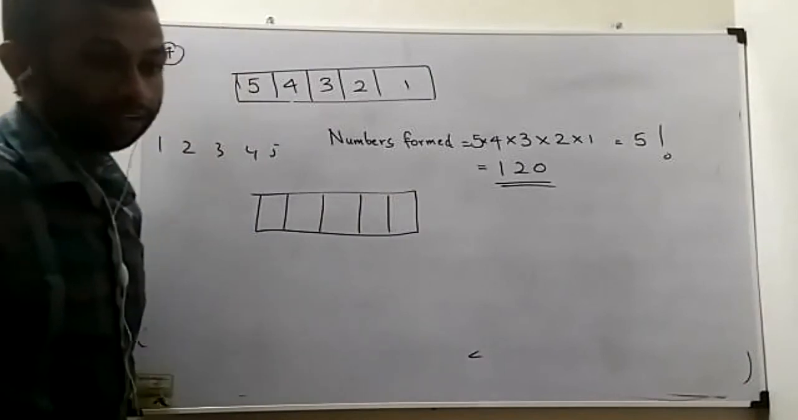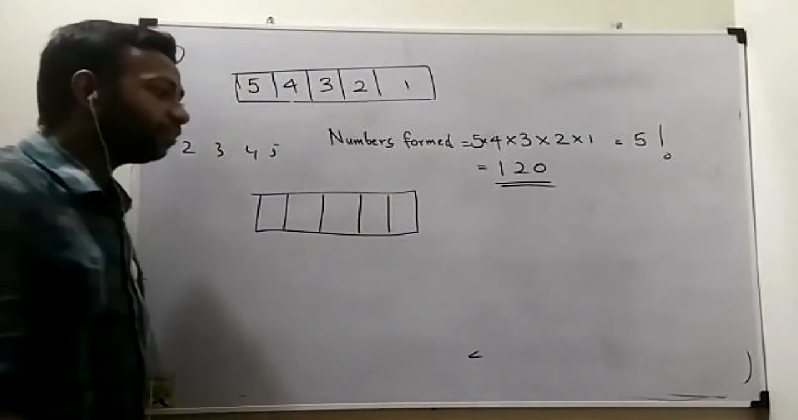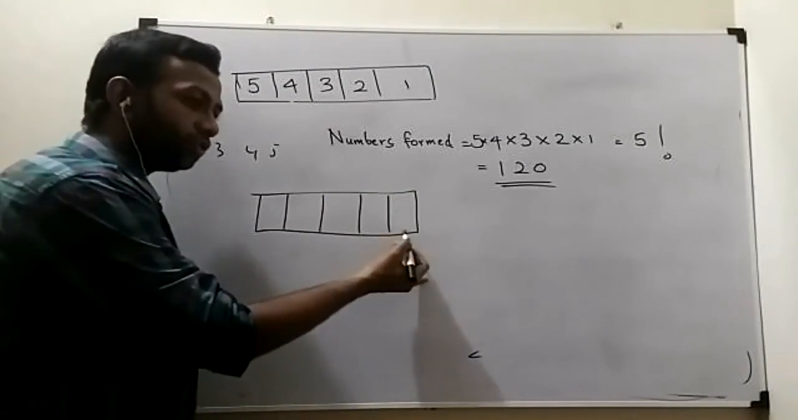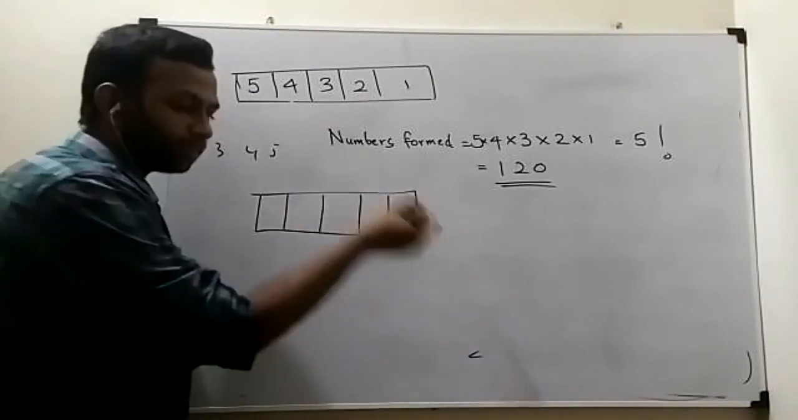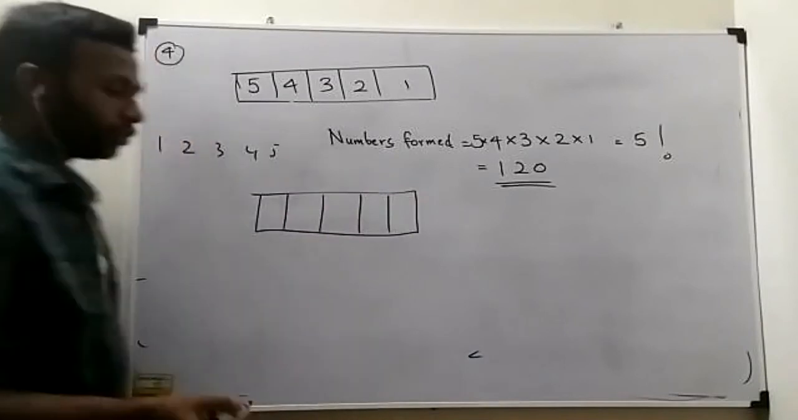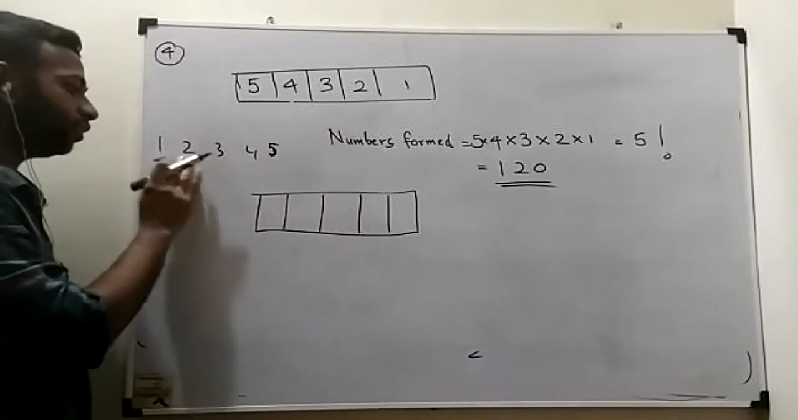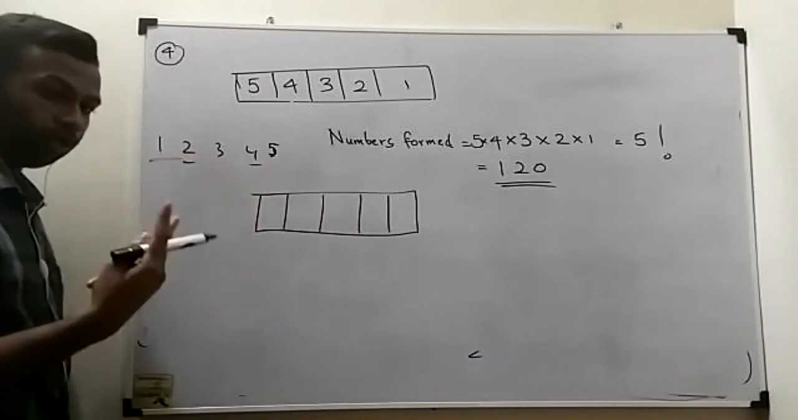So to form an even number, there's only one condition. The last number should be even, right? If this number is 2, 4, 6, 8, which is an even number, then the whole number is an even number. So out of these numbers, what are even numbers? 2 and 4. There are only 2 even numbers.